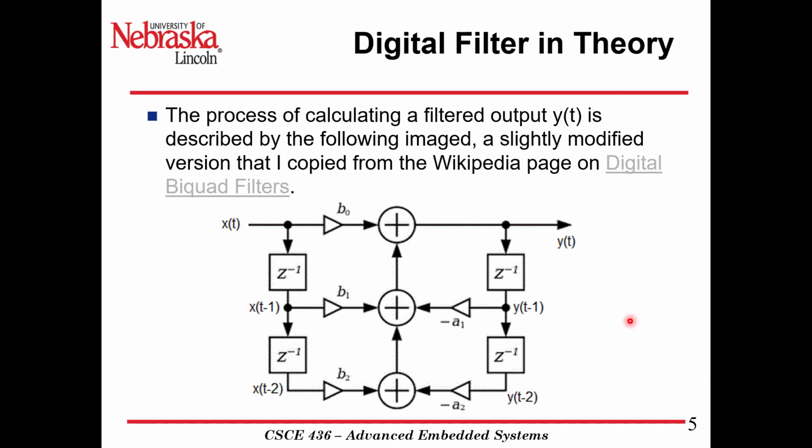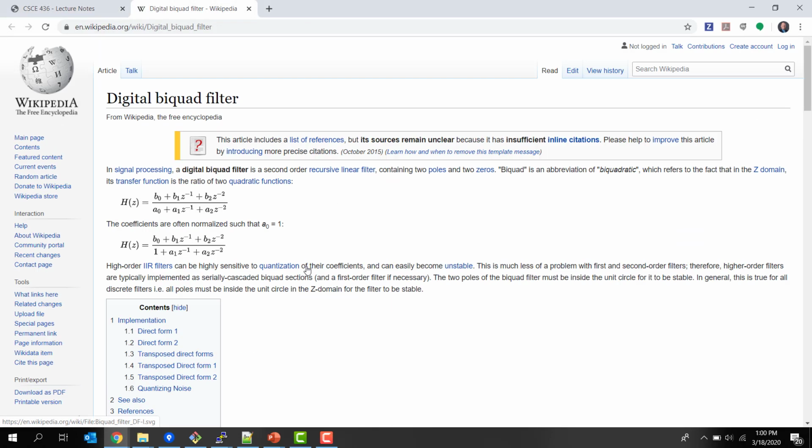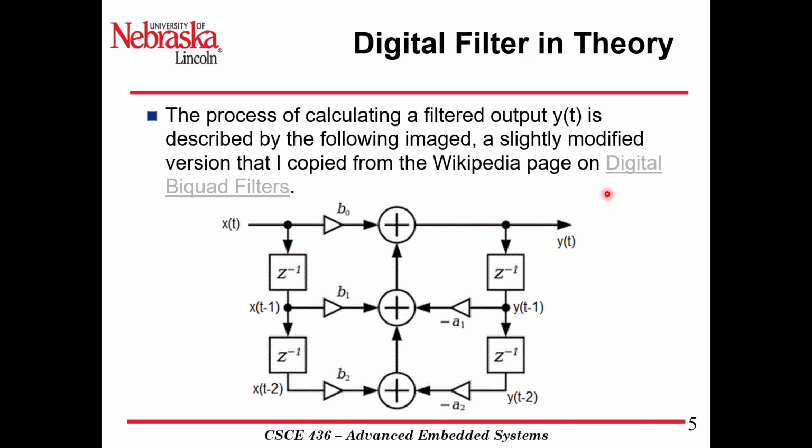This is a block diagram of a digital biquad filter, and you can take a look at the website linked here for more information on those biquad filters at your leisure. Some things to note about this block diagram. You have these blocks called z to the minus 1. These are basically delay function blocks that delay y of t to y of t minus 1. So you have delay 1 and then delay 2. Same with the x input, and it's going to apply these functions as we go.